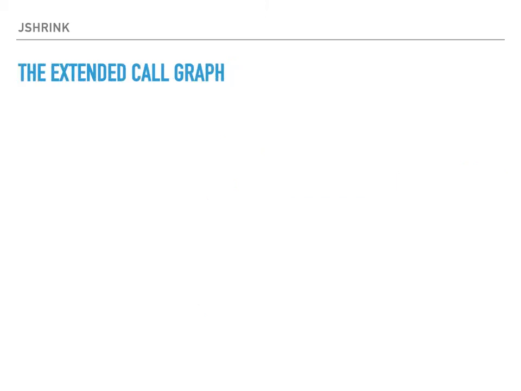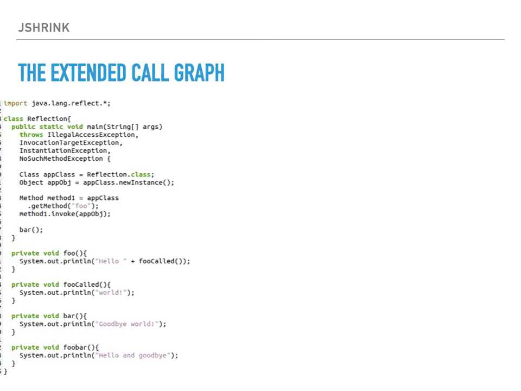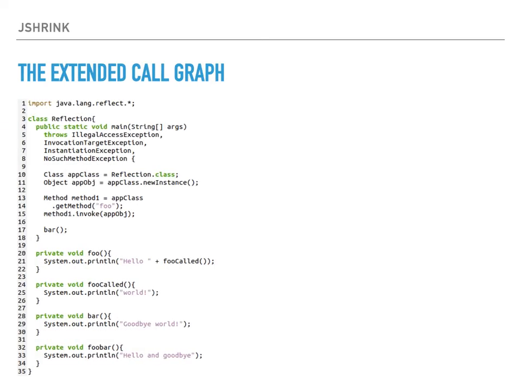Let's start with understanding the extended call graph using a basic example. Please consider the program on the left. Again, please feel free to pause this video so you can fully understand this program. It is much like what we saw before, except this time the reflection API is used on a static constant string, foo, and the method bar is called.